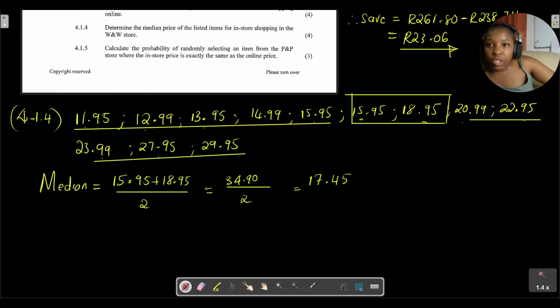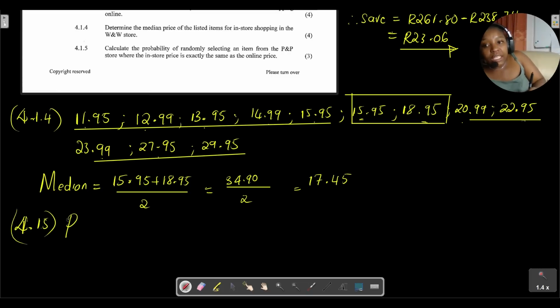Okay, last question, question 4.1.5. 4.1.5 is a probability question. They say calculate the probability of randomly selecting an item from P&P store where the in-store price is exactly the same as the online price.